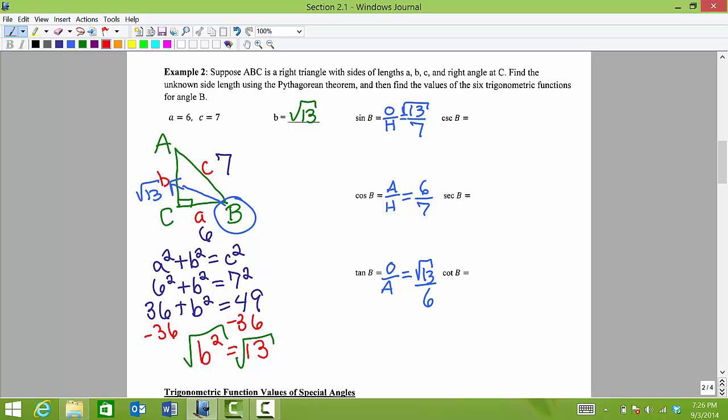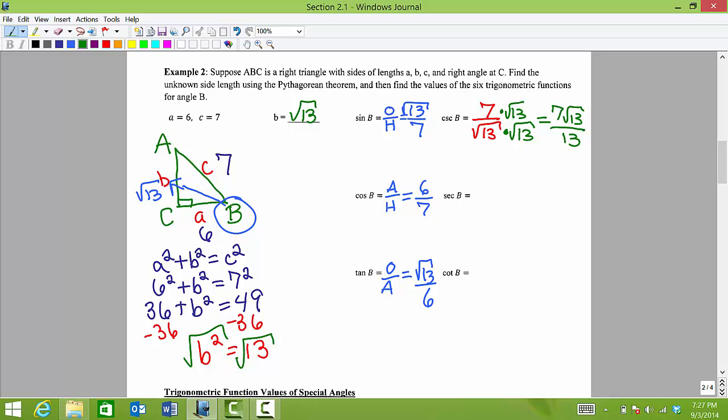So cosecant of angle B. Well, sine was square root of 13 divided by 7, so cosecant of angle B will be 7 divided by the square root of 13. And we talked about we want to rationalize, we want to get rid of that radical. So we'll multiply top and the bottom by the square root of 13, and that gives us 7 times the square root of 13 divided by 13.